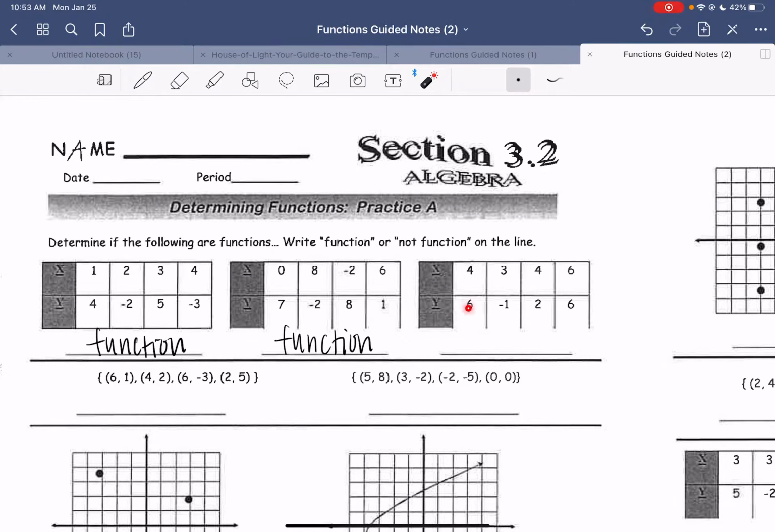Third one, we have a 4 to a 6, a 3 to a -1, a 4 to a 2, and a 6 to a 6. So we're seeing here we have a 4 and a 4, and two different outputs. We have a 6 here, but then we have a 2 here. So that is a problem. We can't have different outputs for an input. So this is not a function.